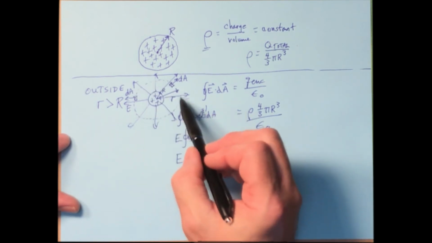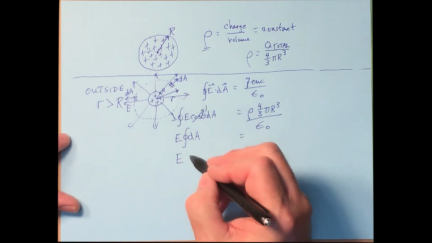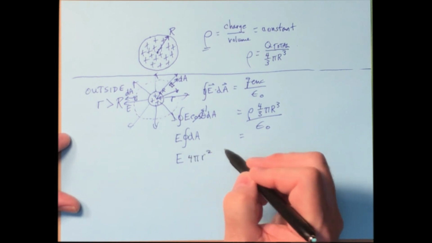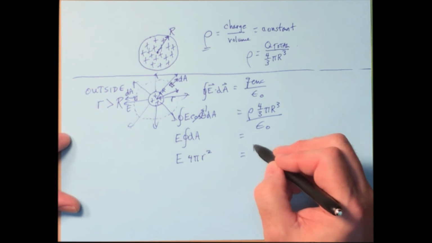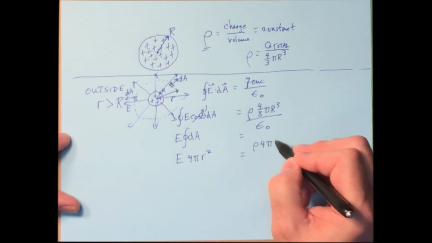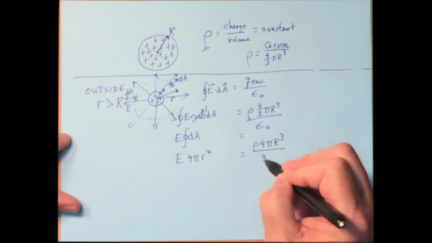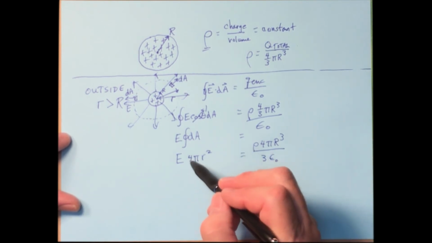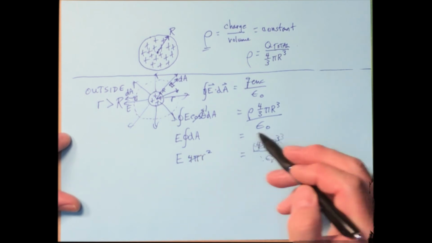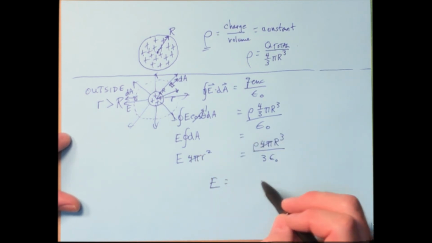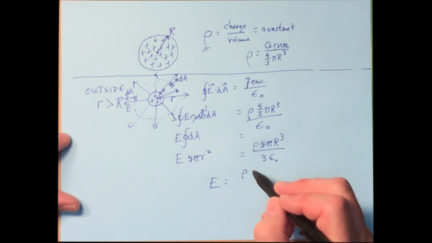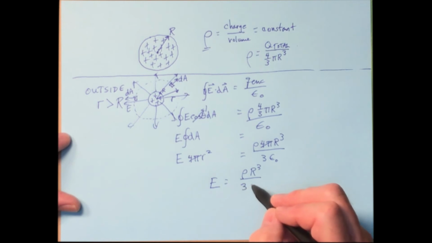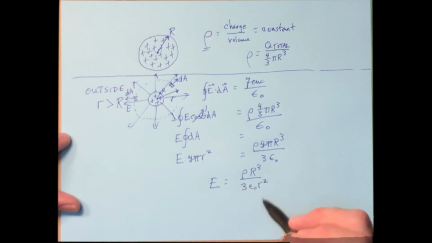My Gaussian surface has a radius of little r, so the surface area is 4 pi little r squared. And that's equal to rho 4 pi big R cubed over 3 epsilon naught. You might notice the 4 pi cancels. E is going to be equal to rho R cubed over 3 epsilon naught r squared.